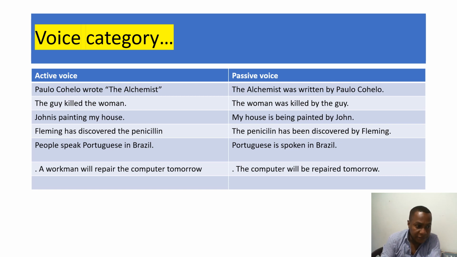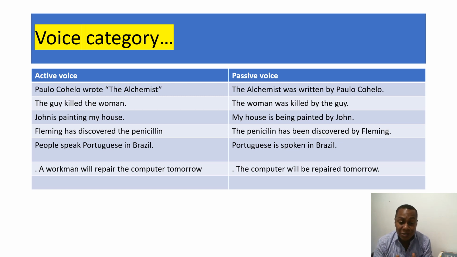And the other one, say, for example, people speak Portuguese in Brazil. This case is in simple present. Look, in this case, Portuguese is spoken in Brazil. It is the verb to be plus spoken, the past participle of the verb. The last example is in active, like a workman will repair the computer tomorrow. In future it will be like, the computer will be repaired tomorrow.